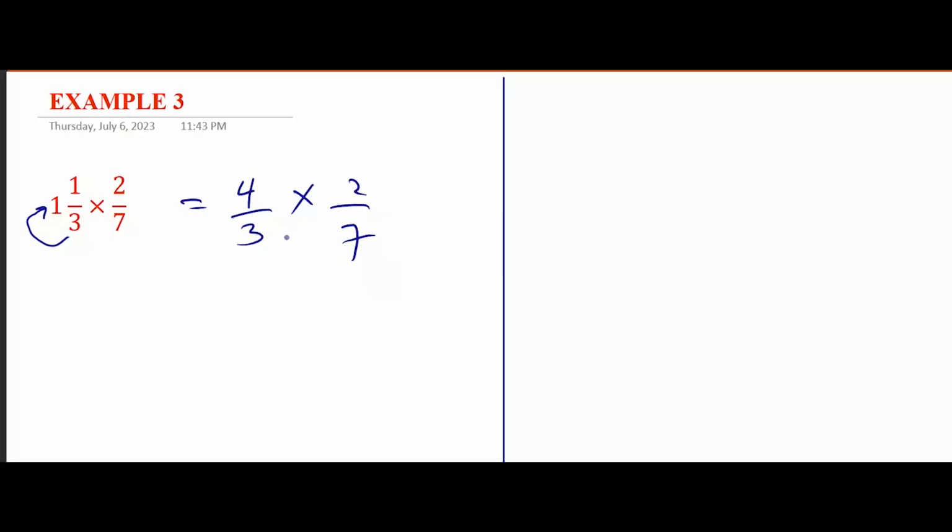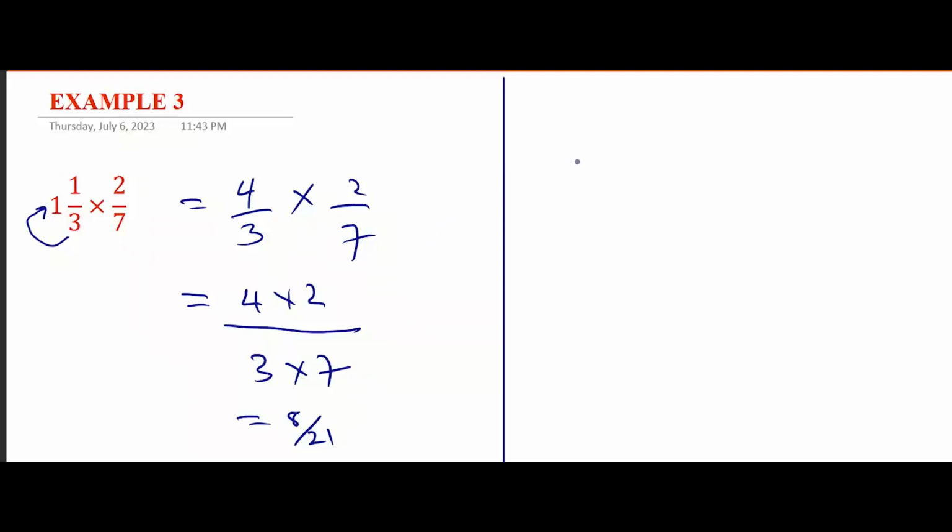Then the next thing we need to do is to multiply the numerator by the numerator, that is 4 by 2, out of the denominator by the denominator, 3 by 7. And this will give us 8 out of 21. If you look at this very well, there is no number that can go. So that will be the final answer.